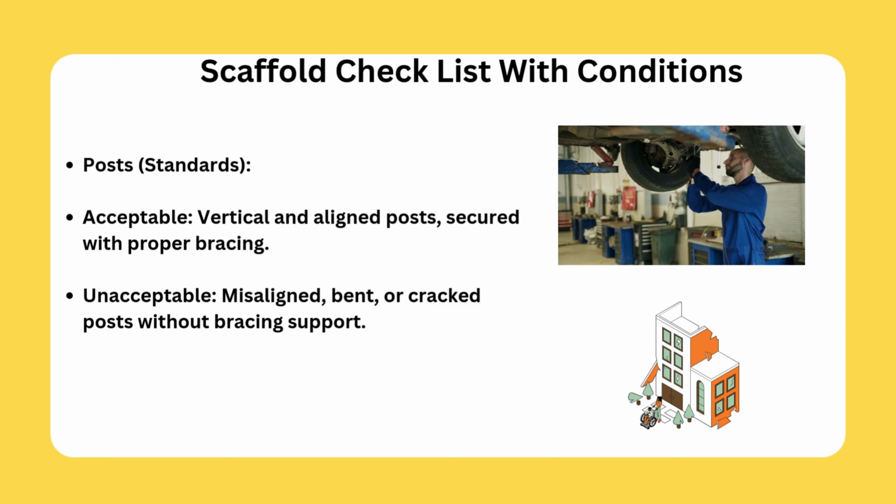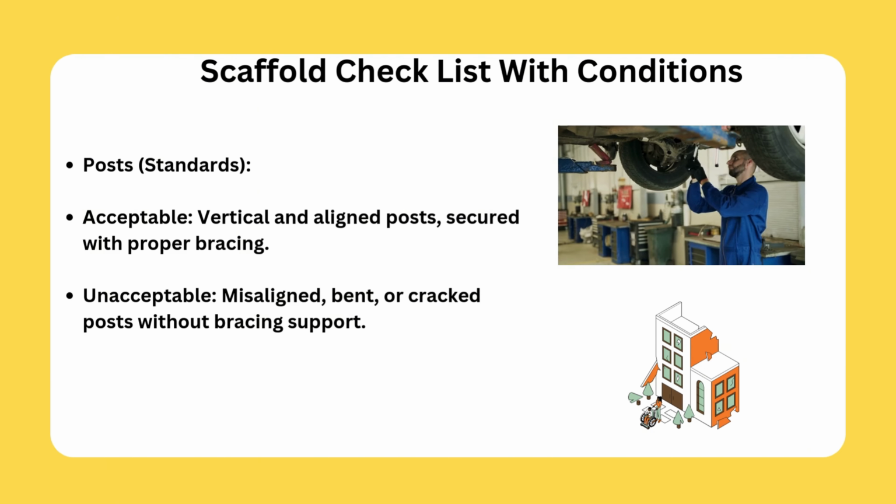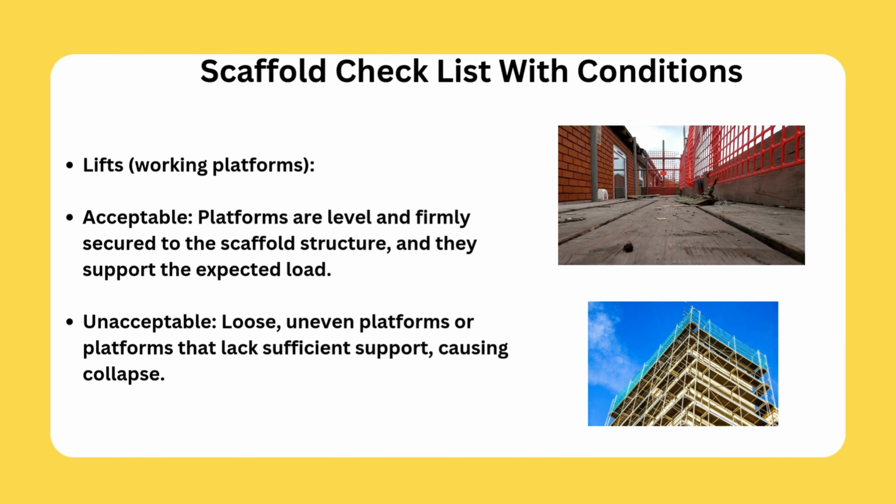Post standards. Acceptable: vertical and aligned posts secured with proper bracing. Unacceptable: misaligned, bent, or cracked posts without bracing support. Lifts, working platforms. Acceptable: platforms are level and firmly secured to the scaffold structure and they support the expected load. Unacceptable: loose, uneven platforms or platforms that lack sufficient support causing collapse.